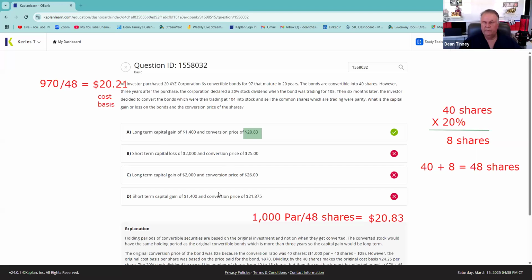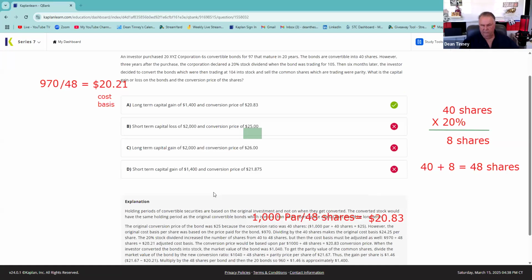We take the current market price of the convertible. The conversion price is based on par. We got the 20.83 already. The market value is going to be 1,040, because it's trading at 104. And we're going to do that math again, called parity. We're going to divide by the 48 shares, and this is going to be our sales proceeds. So 1,040 divided by 48, I get 21.67, and that is our sales proceeds. I'll put that in green.